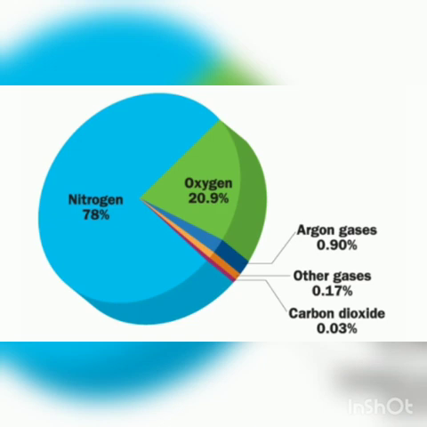Nitrogen is 78%, oxygen 21%, carbon dioxide 0.03%, argon 0.93%, and some other gases 0.04%.